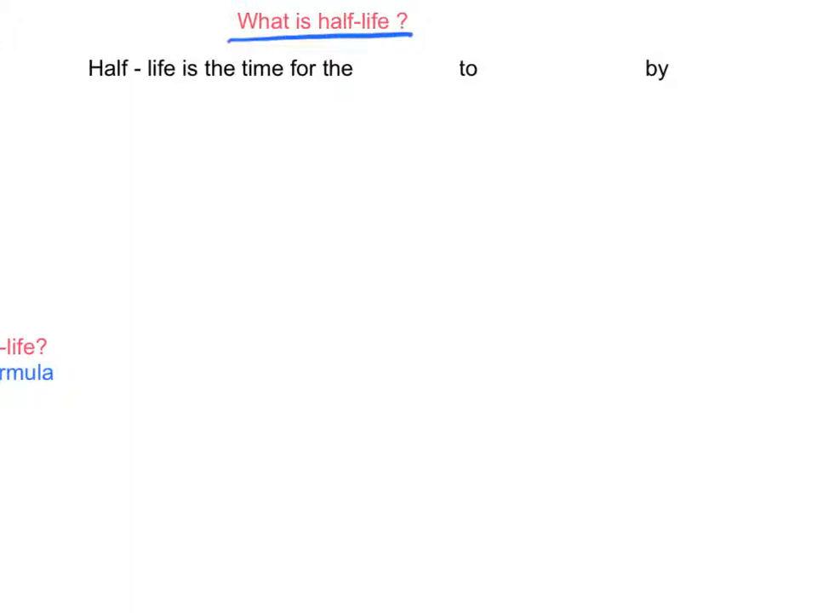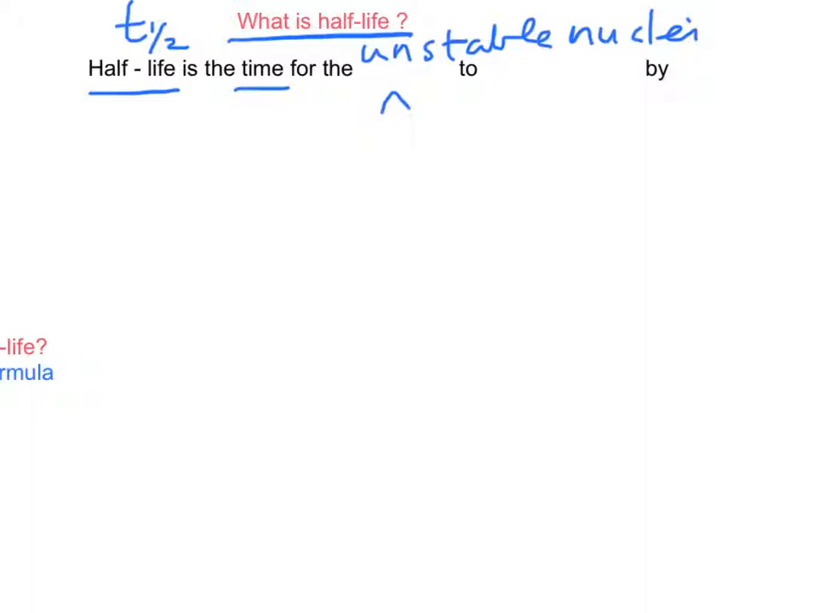What is half-life? 半衰期. Half-life is the time for the unstable nuclei to decay by 1/2.